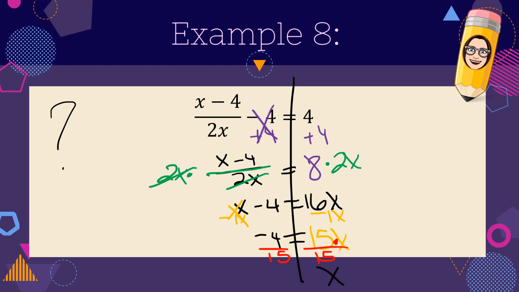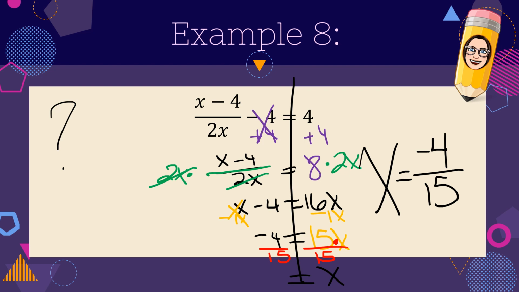What is going on here, right? Does it divide? Nope. Does it simplify? No, it doesn't. My answer is going to be left gross. That's okay. Let's leave it that way. It doesn't have to be perfect. -4/15 is my final answer.